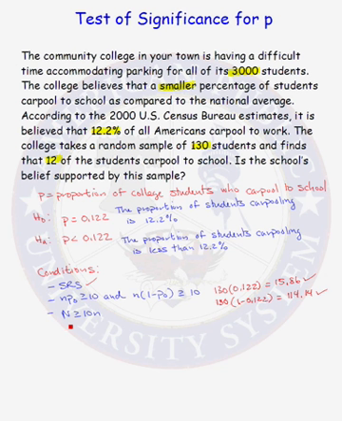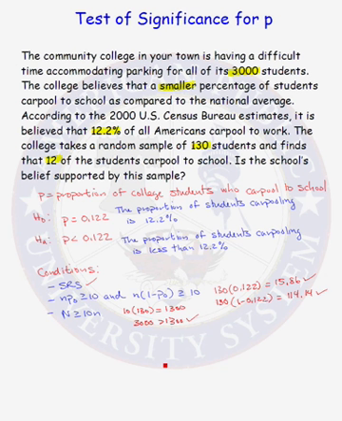Do we have a large population? 10 times our sample size of 130 is 1,300. The size of our population is 3,000. That is greater than 1,300. So our third condition is met. So we can conduct the test of significance in this problem.